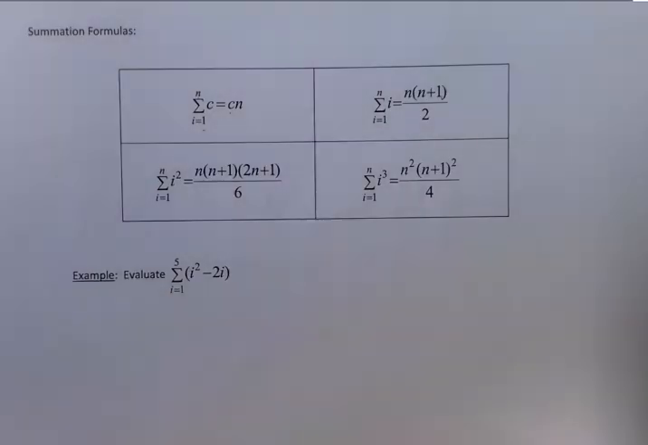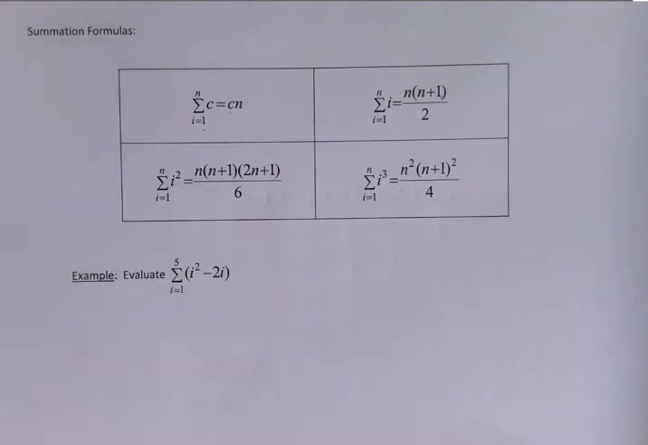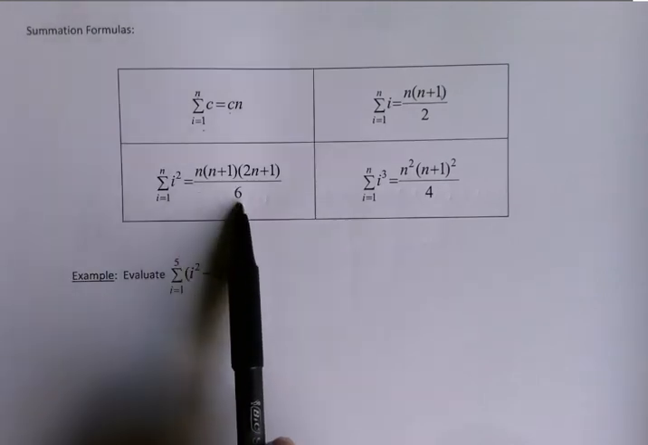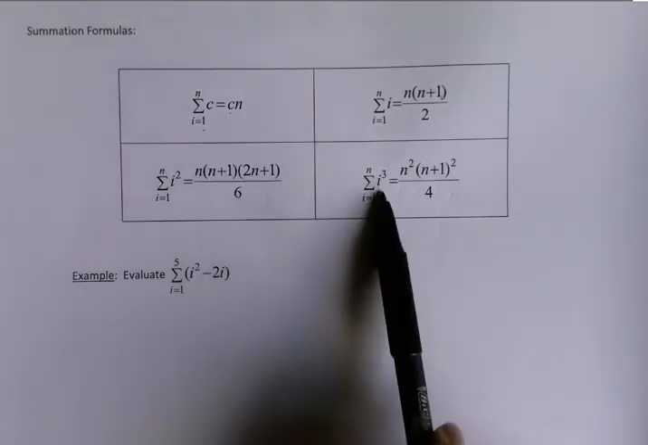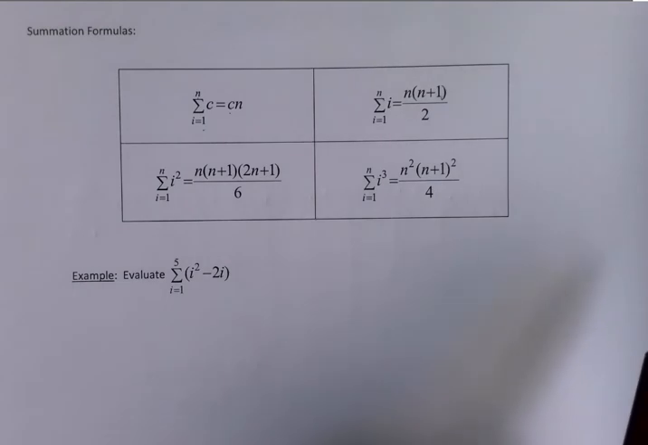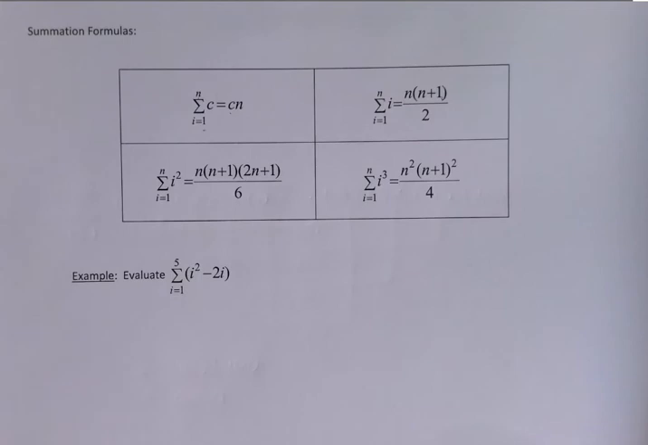The others are a little bit more difficult to actually see, but I will tell you mathematicians have definitely worked on these, so they're correct. If I want to sum the squares, 1 squared plus 2 squared plus 3 squared up to n squared, the sum is n times n plus 1 times 2n plus 1, divided by 6. And here's the sum of all of the cubes, 1 cubed plus 2 cubed plus 3 cubed, and so on. The sum will be n squared times n plus 1 squared, over 4.